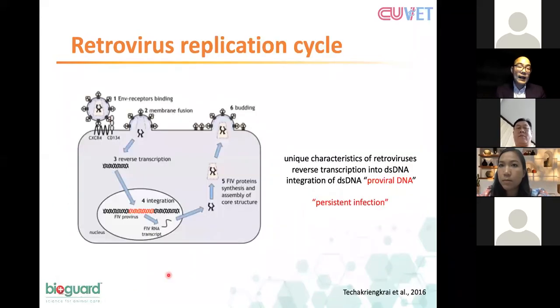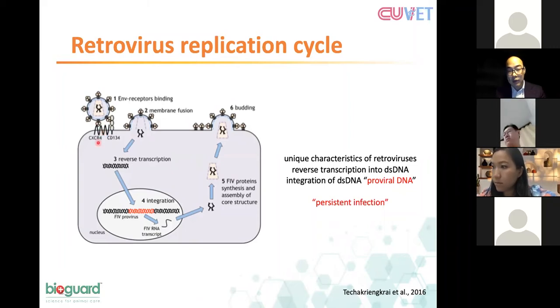Okay, this is a cartoon representation of the basic retroviral replication cycle, which is composed of 6 steps. Firstly, the virus must attach to the target cell by the specific interaction between the envelope glycoprotein of the virus with a specific receptor on the cell surface.